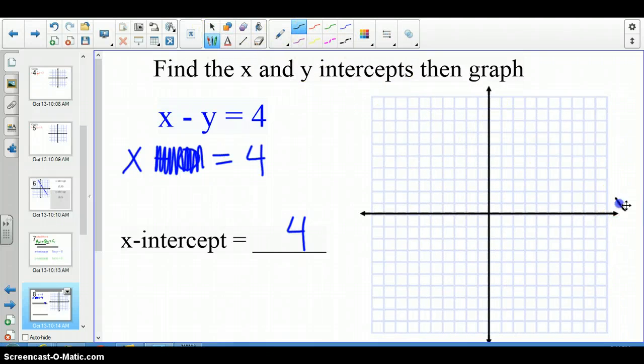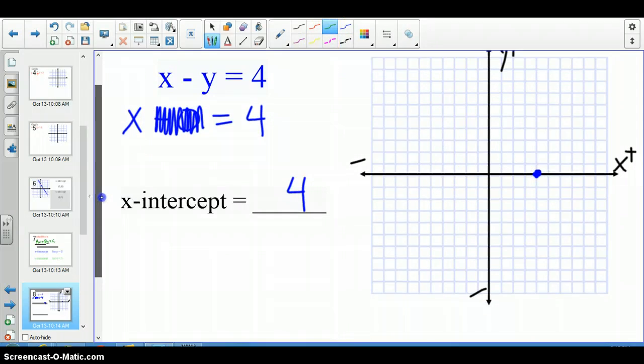Okay, so I'm going to label x is positive, y is positive here, then going the other ways. So when you go to the right on the x-axis, it's positive. When you go to the left, it's negative. When you go up on the y-axis, it's positive. When you go down, it's negative. So my x-intercept is 4, so it's positive. So I'm going to go to the right on the x-axis 4 units and plot a point.